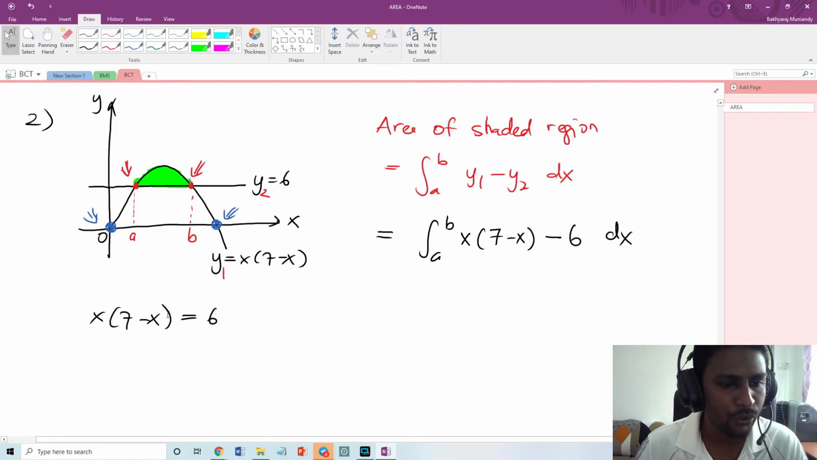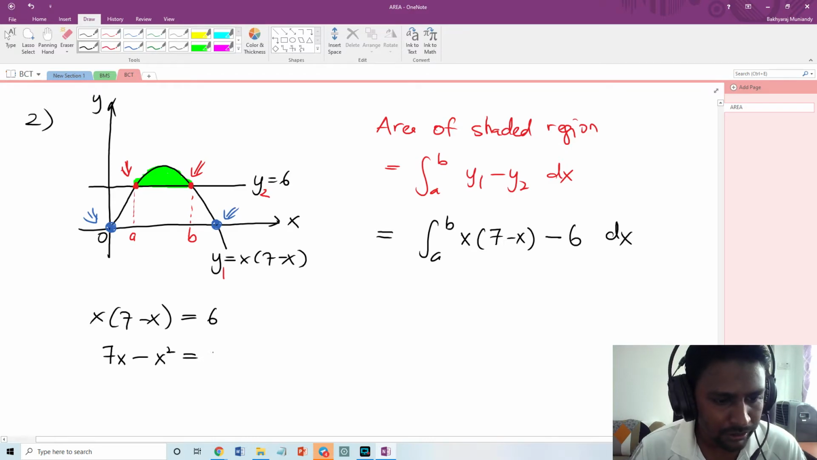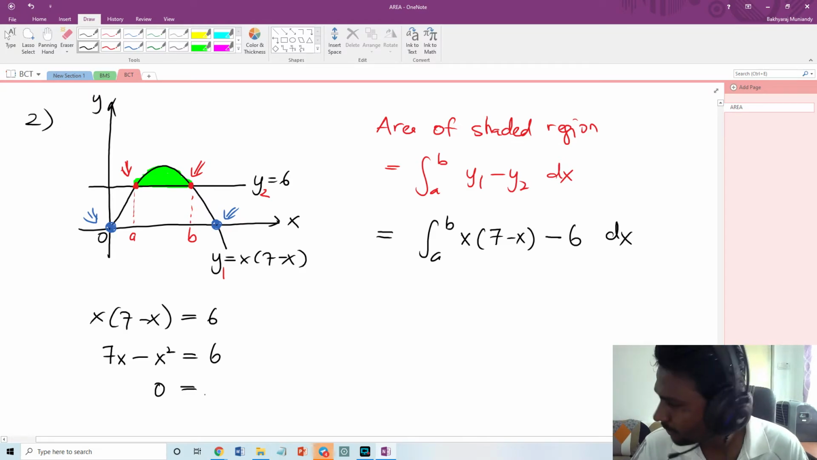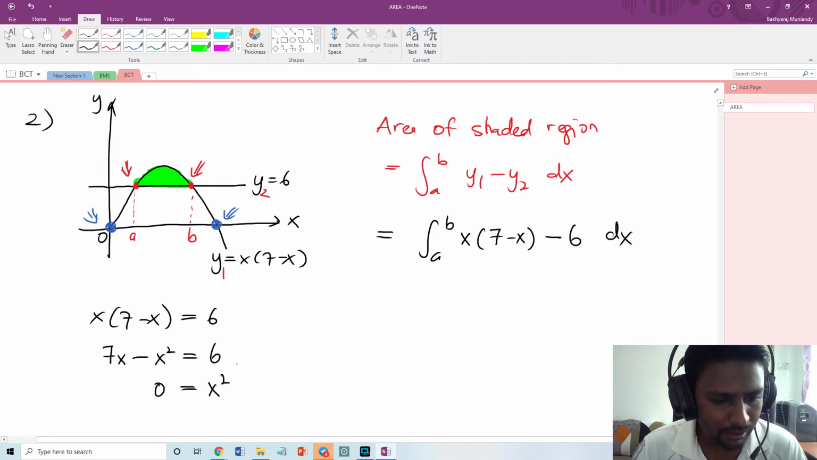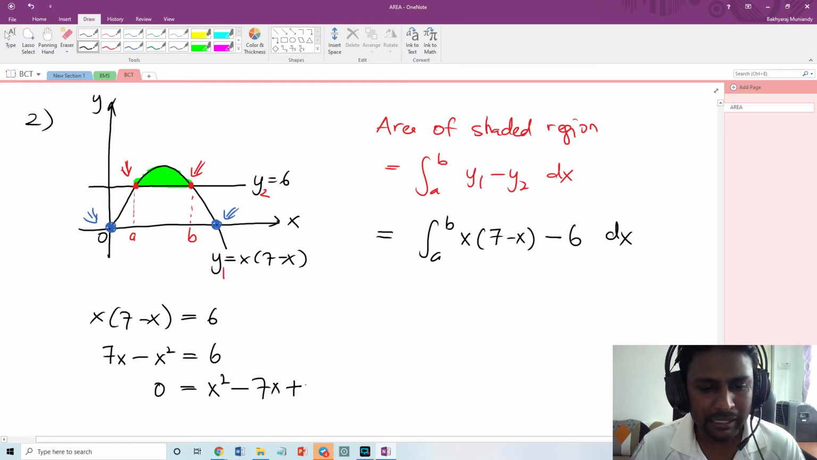Okay, now I try to solve the problem. Okay, what I get? So I expand, I get what? This become 7x, betul? Minus x square, correct, equal to 6. Okay, correct. Okay, I want to make it 0 here. I want 0 here. Why I make it 0? Because I want positive x square. So we bring here become x square. Okay, correct. Minus 7x plus 6.